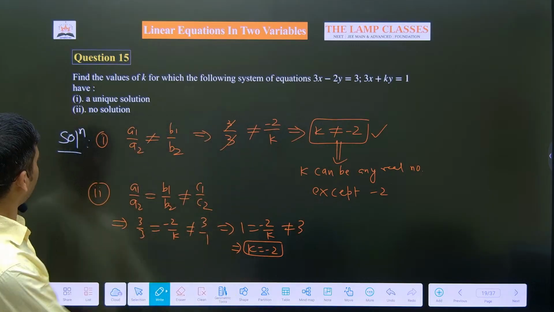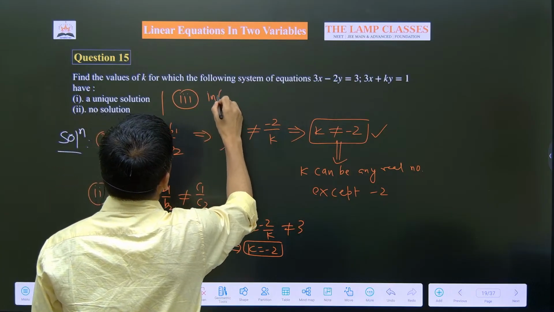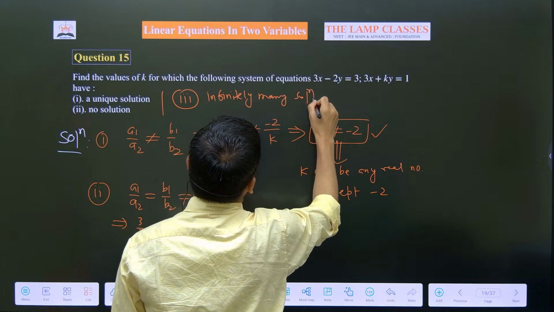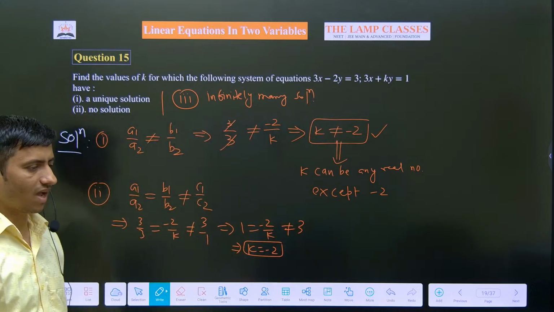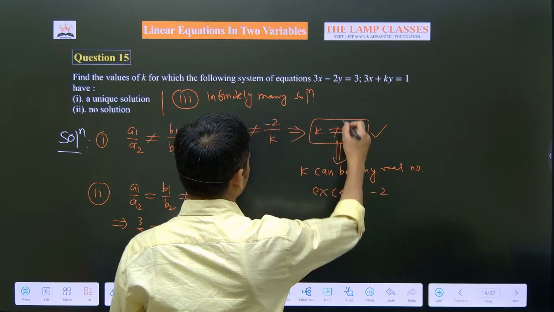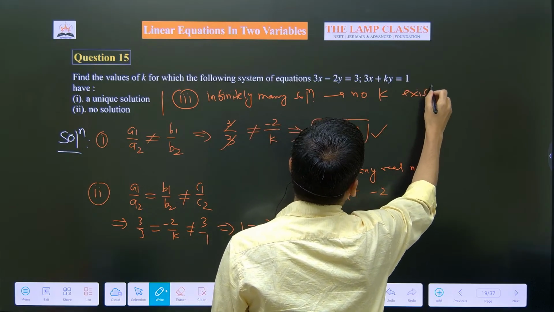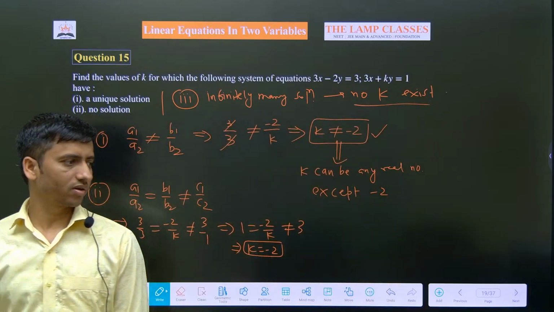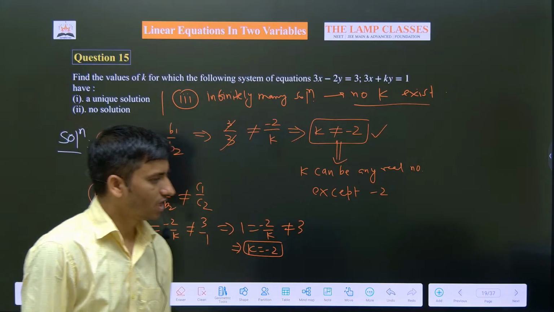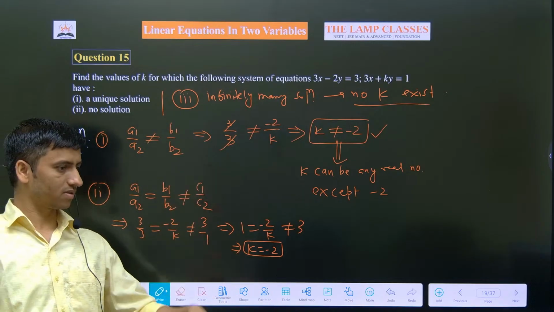Now I'm adding one more question to this. What if they had asked you, in the third part, infinitely many solutions? Is it possible? Do we have any value of k for which it has infinitely many solutions? The answer is no, no value of k exists. So this system either has a unique solution or no solution. There is no possibility of infinitely many solutions. I hope we understand the logic. We are not writing anything from our own, whatever the equation says.